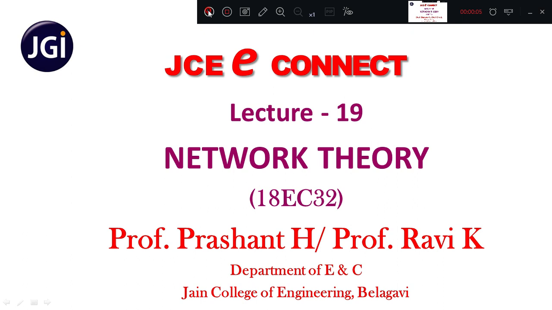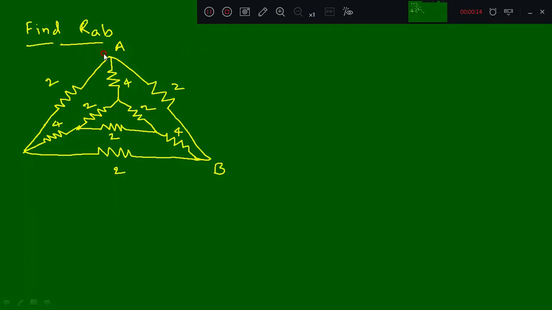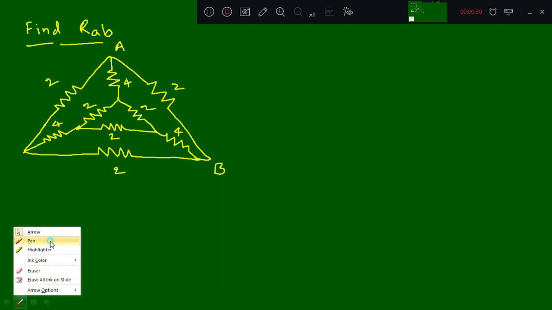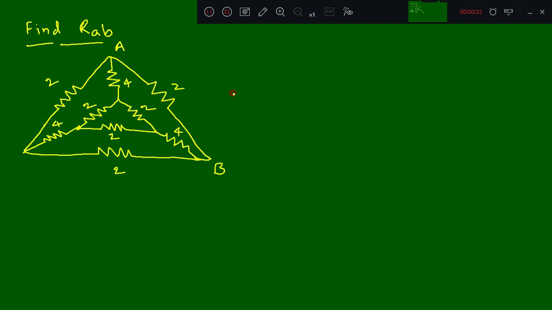So today we are going to solve one more problem based on the star and delta networks. The problem statement is: find RAB between A and B. Here we can see these resistors 2, 2 and 2. These resistors are connected in delta fashion.